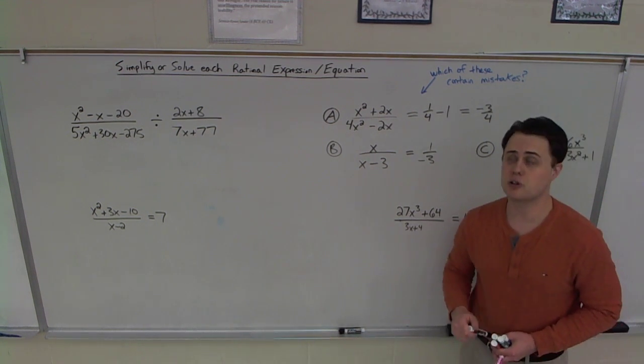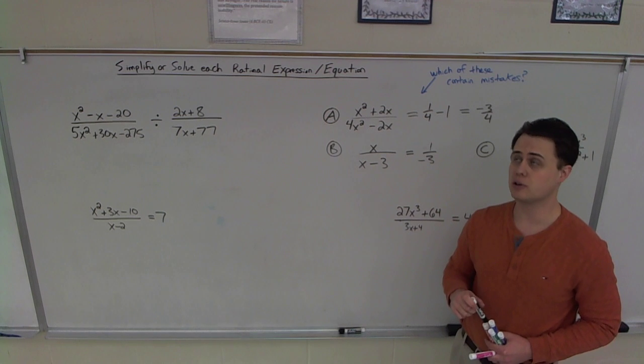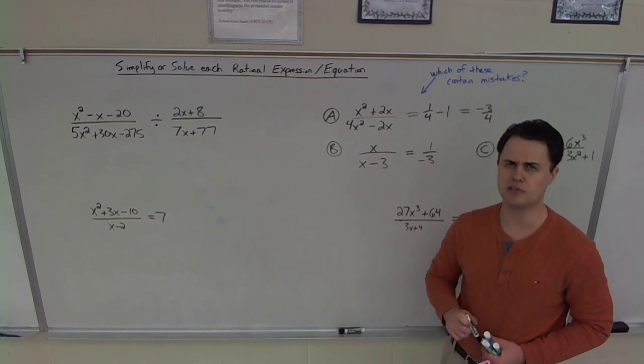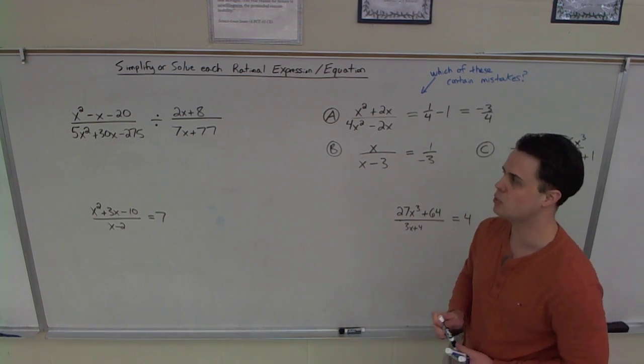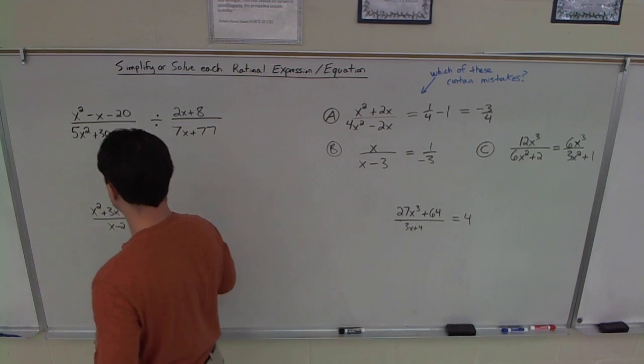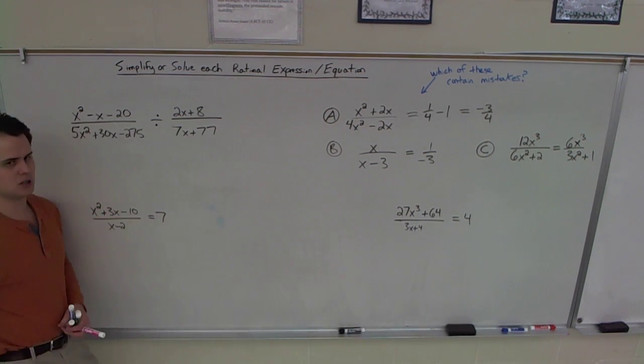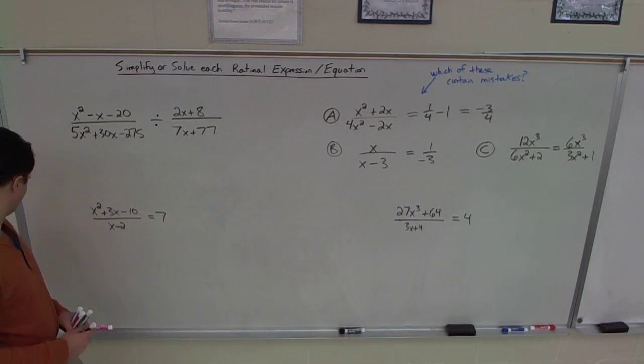Okay, so this is just more examples with simplifying and solving rational expressions, mainly the simplifying part. The ones we're going to solve here are pretty simple. So can you guys help me with this first problem? What should I do first?